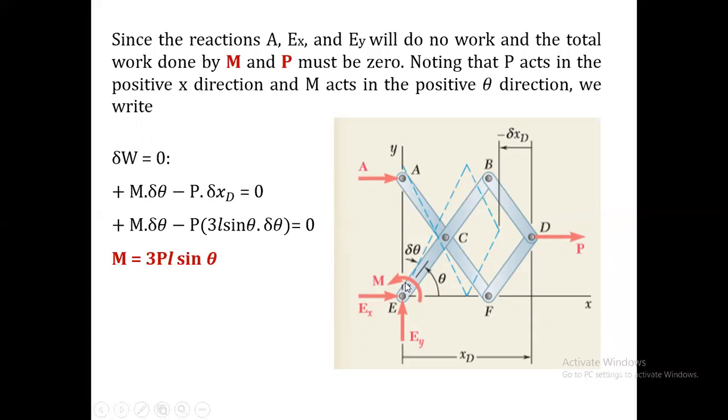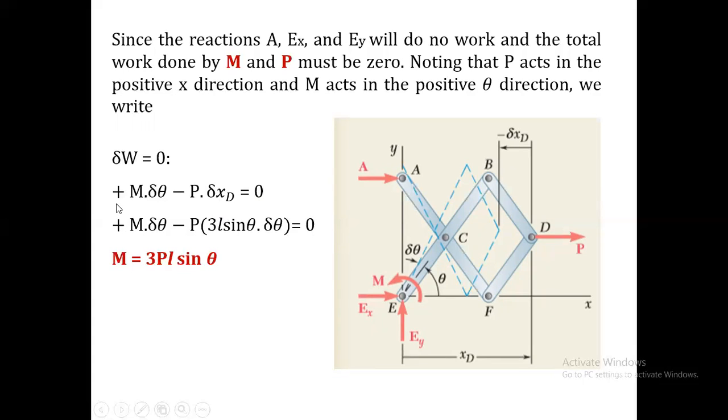Again, M is a couple, and it tends to produce the angular deformation of delta theta. So work done will be M into delta theta. So M into delta theta minus P into delta XD equals 0.